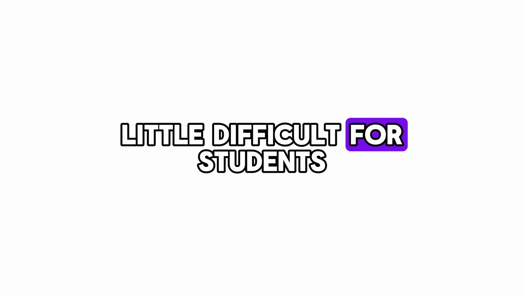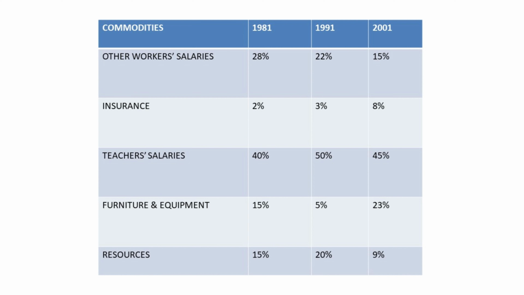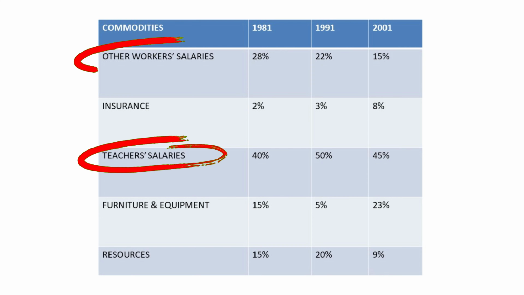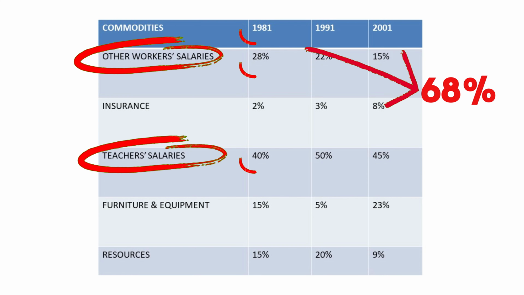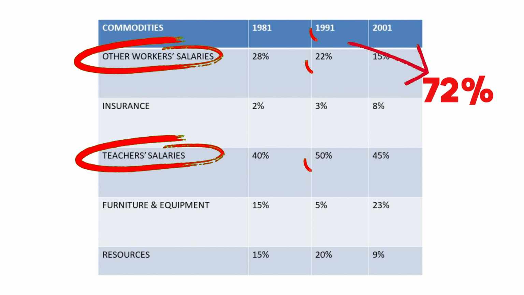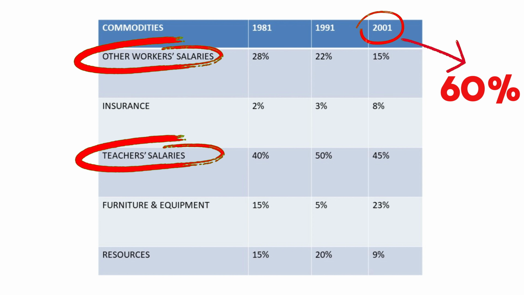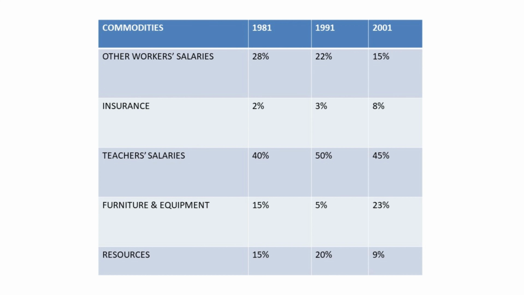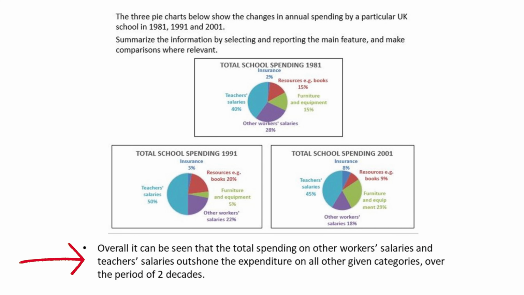Let us now move to the overview. Now, overview can be a little difficult for students. So let us see what we can infer from the table we have made. Now we can see that in 1981, largest amount of money was spent on 2 things, that is teacher salaries and other workers' salaries, as it is around 68% in 1981, 72% in 1991 and 60% in 2001. So we can use this point for the overview.